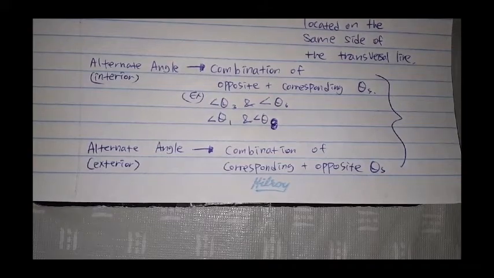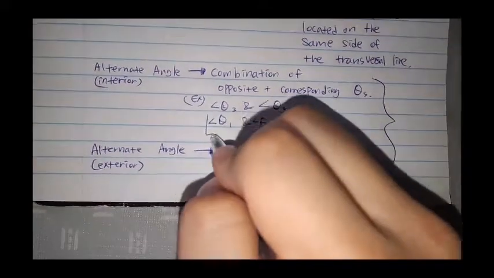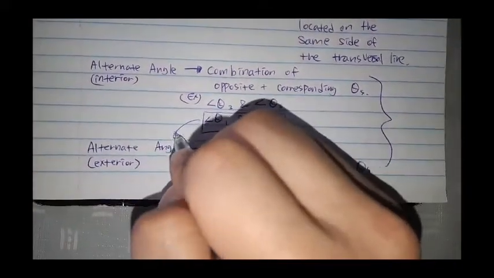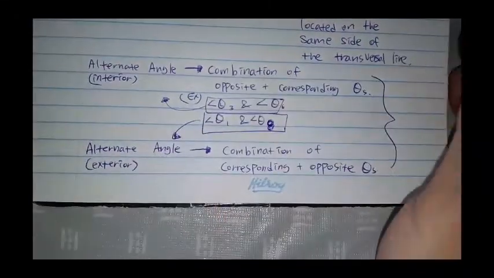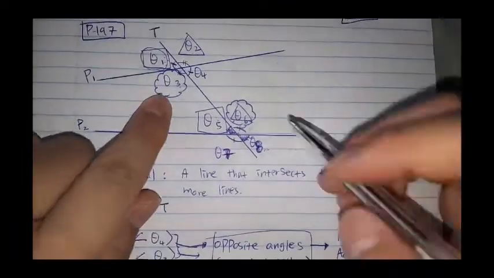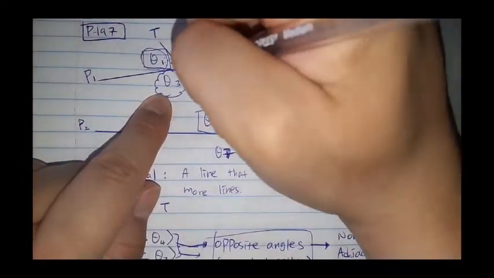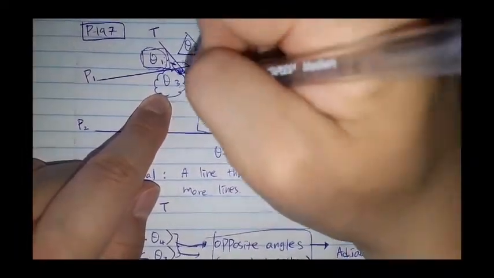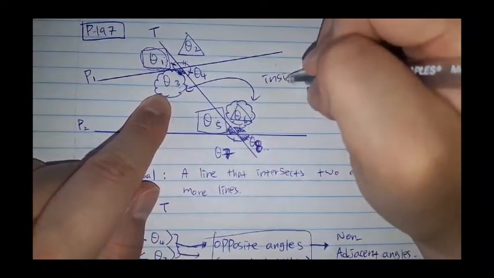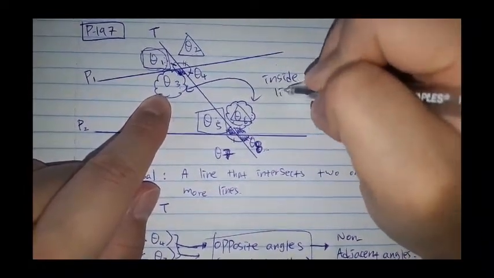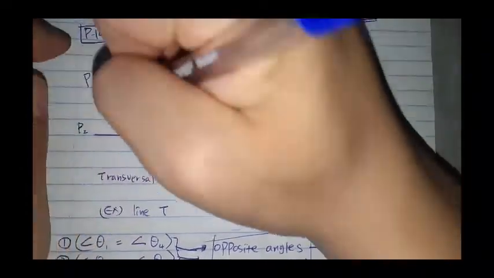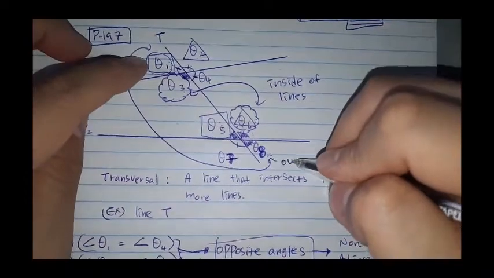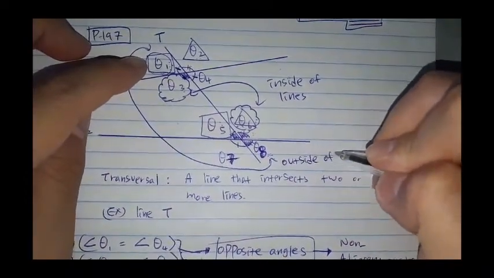Technically, if you look at my example, I put angle 2 and 6 and 1 and 8. 1 and 8 actually belong more to exterior, and the above example more to interior. And I'm going to explain to you why. Because angle 2 and angle 6 are located inside of the two lines, which are P1 and P2. And when it comes to 1 and 8, these two are outside of the lines P1 and P2.